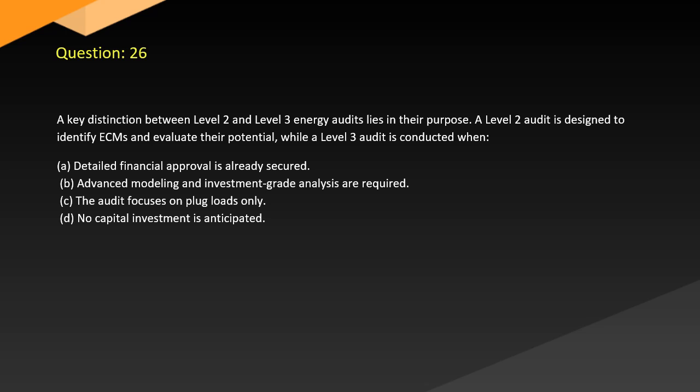Question 26. A key distinction between Level 2 and Level 3 energy audits lies in their purpose. A Level 2 audit is designed to identify ECMs and evaluate their potential, while a Level 3 audit is conducted when: A. Detailed financial approval is already secured. B. Advanced modeling and investment-grade analysis are required. C. The audit focuses on plug loads only. D. No capital investment is anticipated.